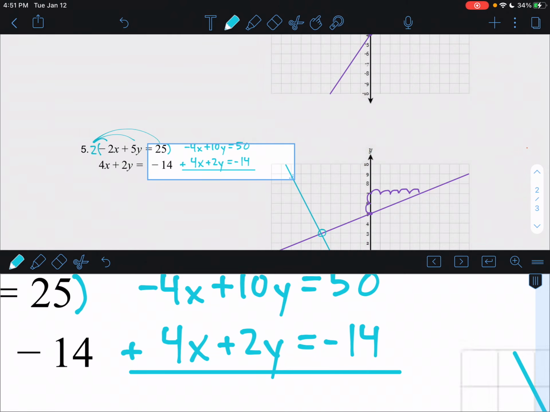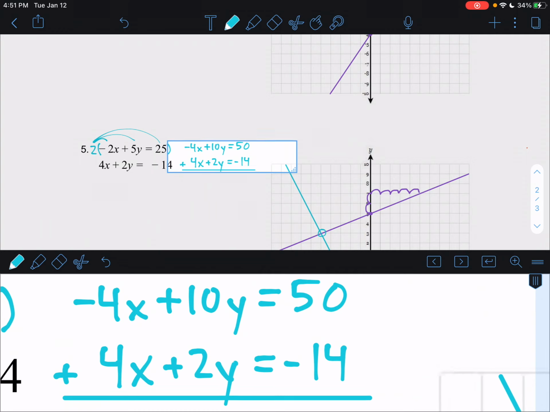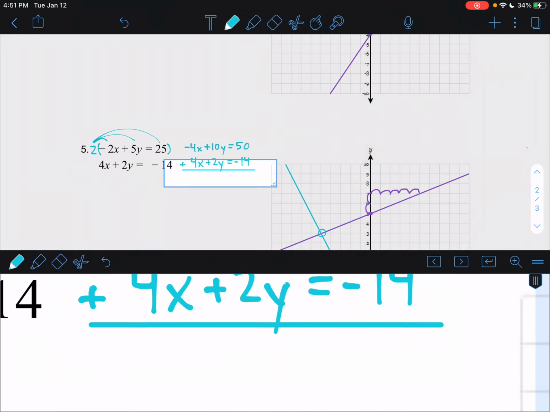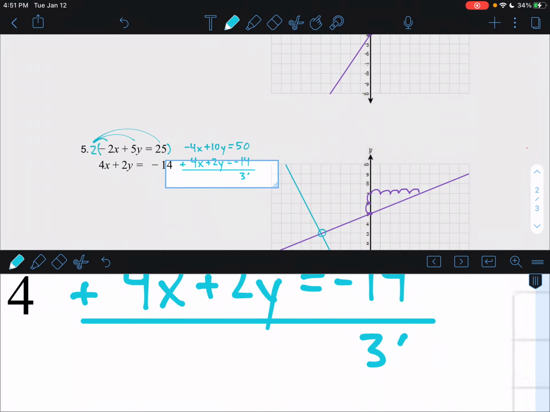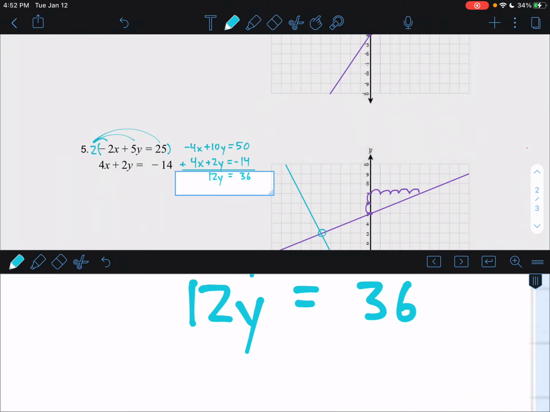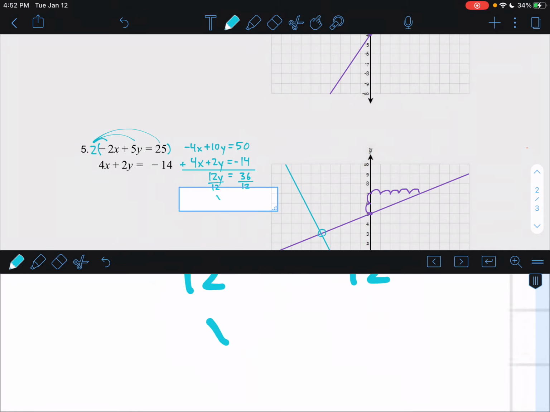And I'm going to add these two equations together. So I have the 50 minus 14 is 36. 10y plus 2y is 12y. And negative 4x plus 4x is 0. So I have 12y equals 36. And I want to divide both sides by 12, which gives me y equals 3.